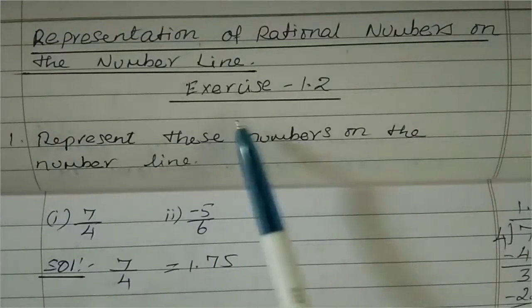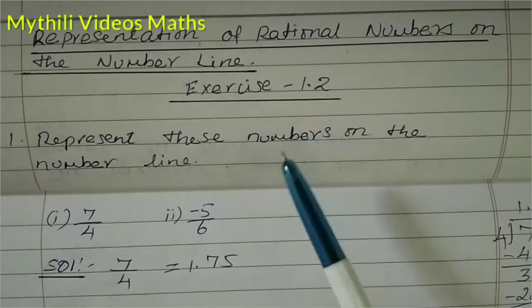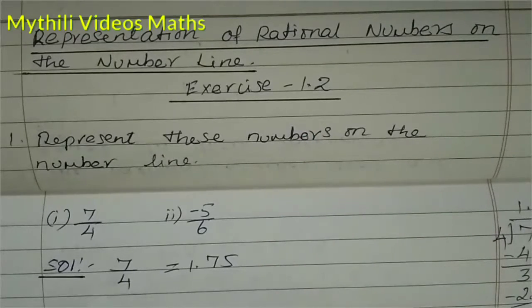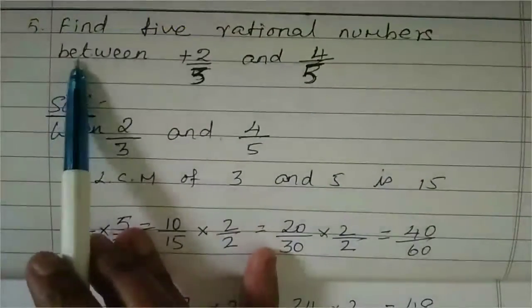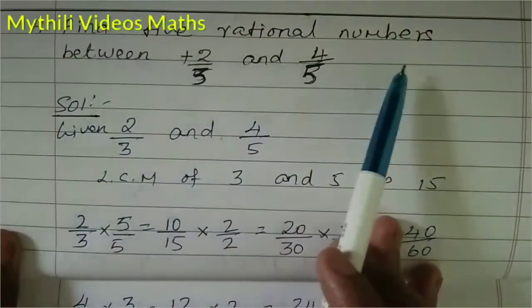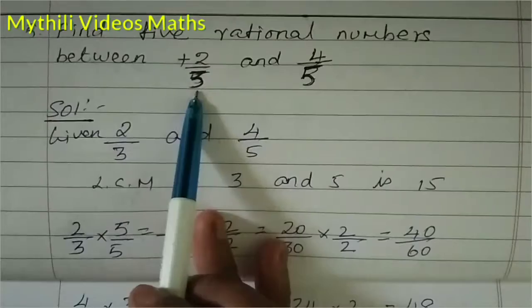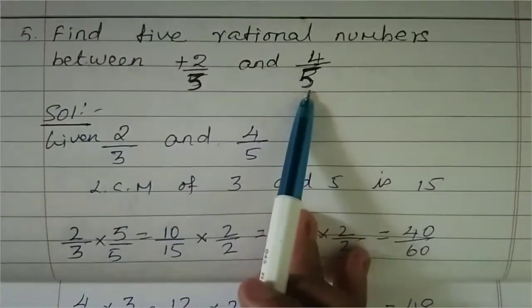So in this exercise 1.2, already 4 sums we have completed. Now we are going to see the fifth sum. Just see the fifth question. Find 5 rational numbers between 2 by 3 and 4 by 5.